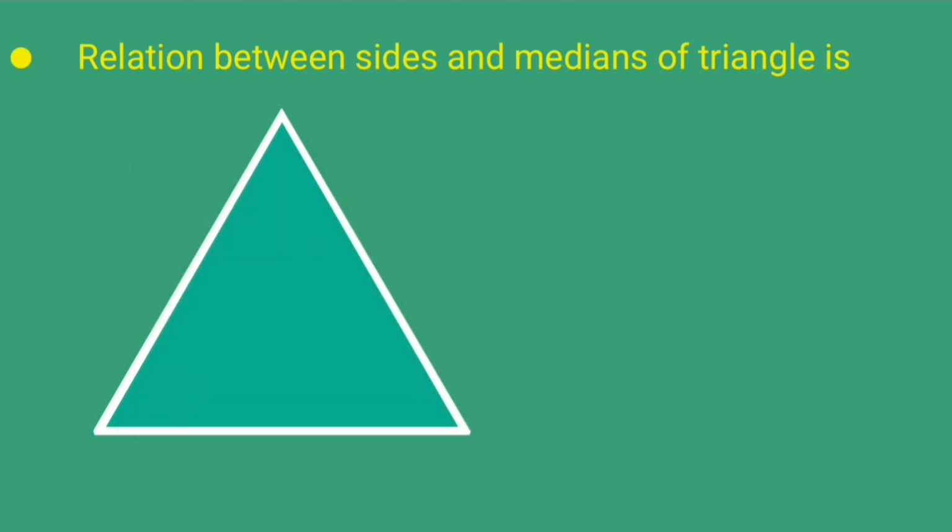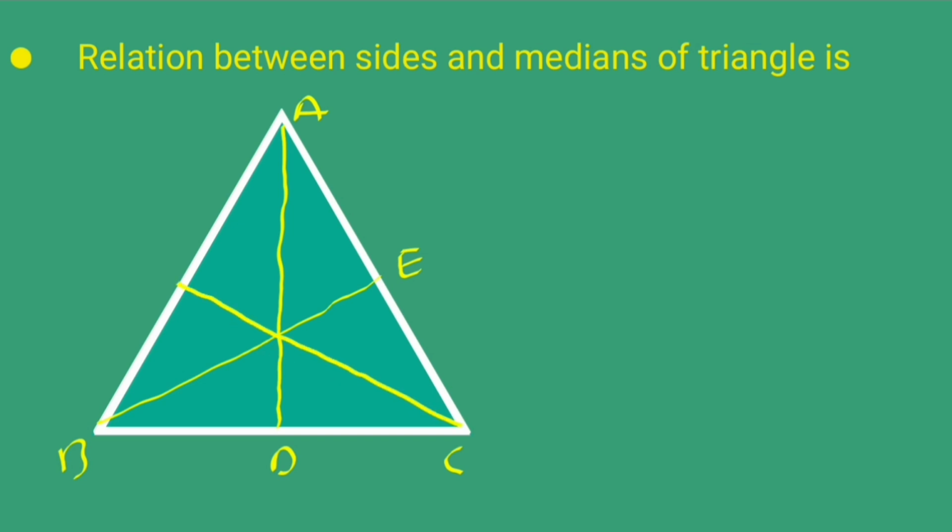Relation between sides and medians of a triangle. Now here is a triangle. Suppose the vertices are A, B and C. This is the first median meeting BC at D. This is the second median meeting AC at E. This is the third median meeting AB at F.